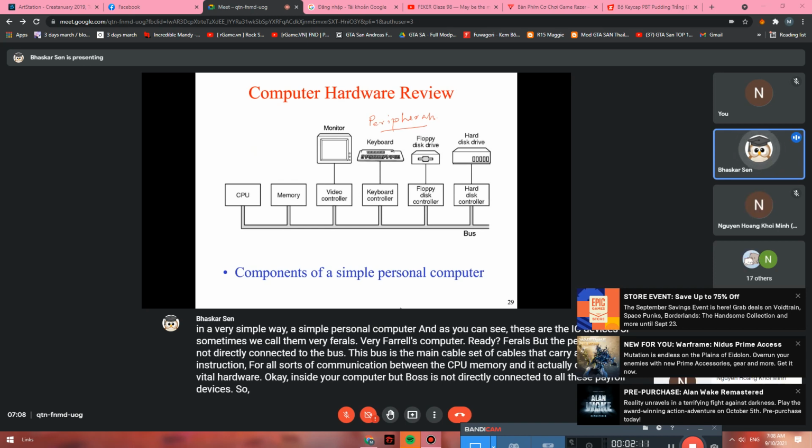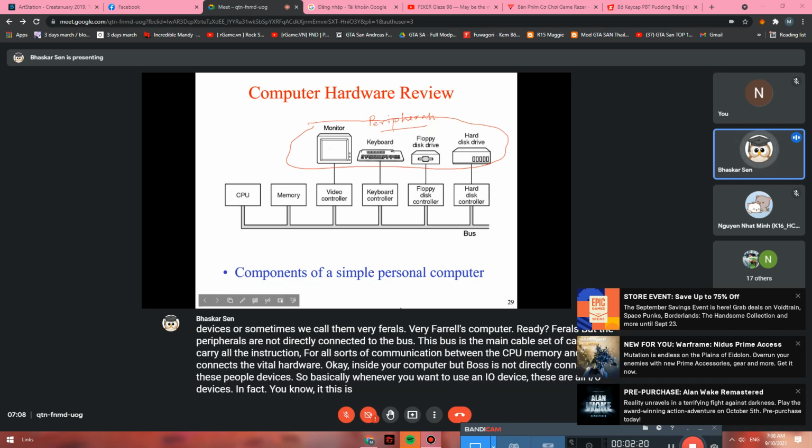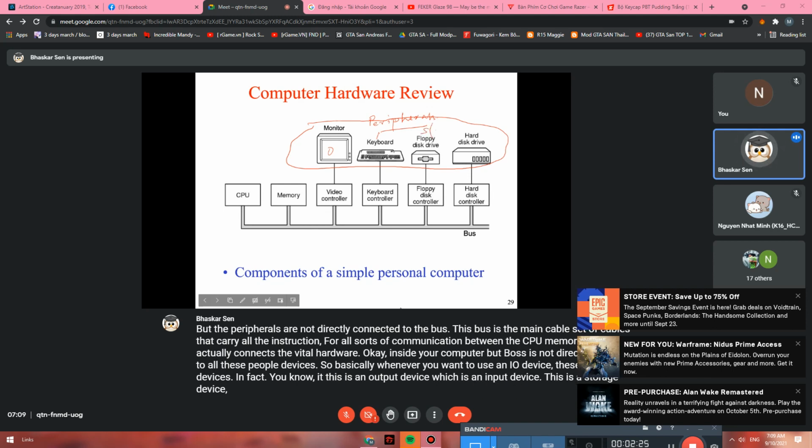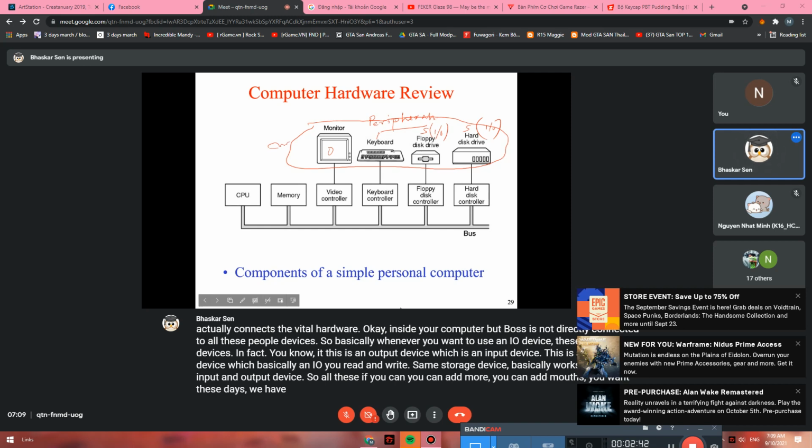So basically, whenever you want to use an IO device, these are all IO devices. In fact, you know it. This is an output device. This is an input device. This is a storage device, which is basically an IO device: you read and write. The same storage device works both as an input and an output device. You can add more, you can add a mouse if you want. These days we have a mouse, but you can use as many peripherals as you like.